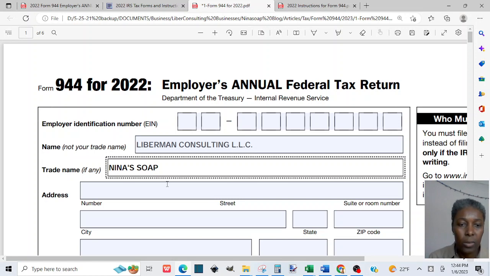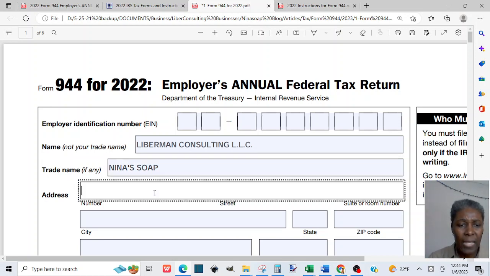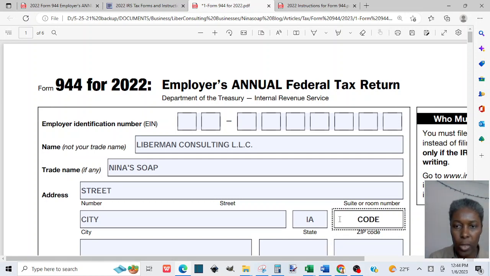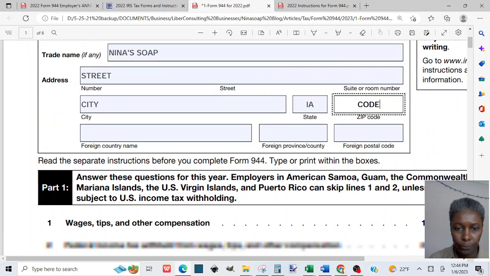And then on the address section, you put your business address. So you can just put the suite, and you'll put the city, you'll put your state, and then you'll put the zip code. And please don't forget your EIN number. And then we'll scroll down.